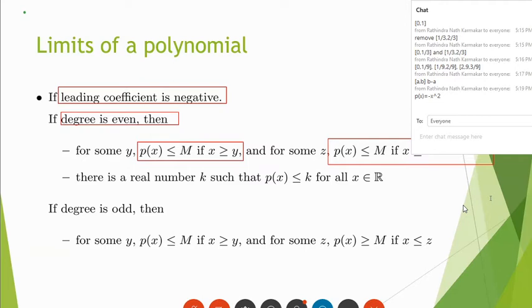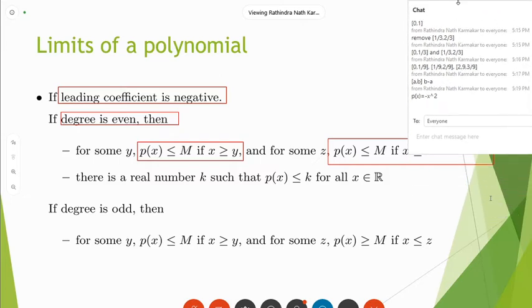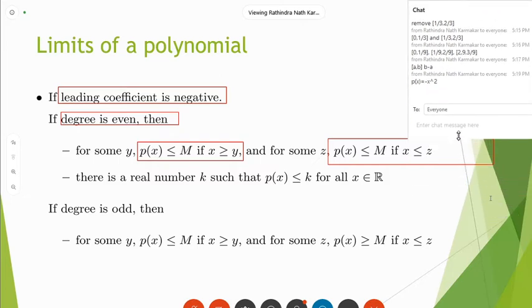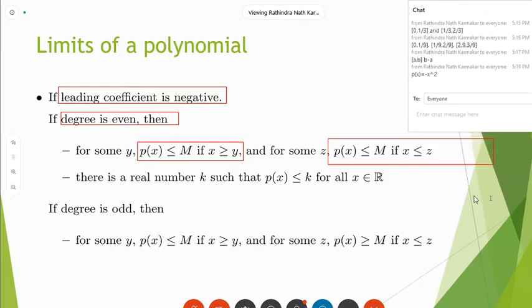Let's say after x greater than or equal to 1, and again, before x less than or equal to -1. So when you go very far to the right, it goes below. When you go very far to the left, it again goes below. And in between these two extremes, you have something which is greater than 1.